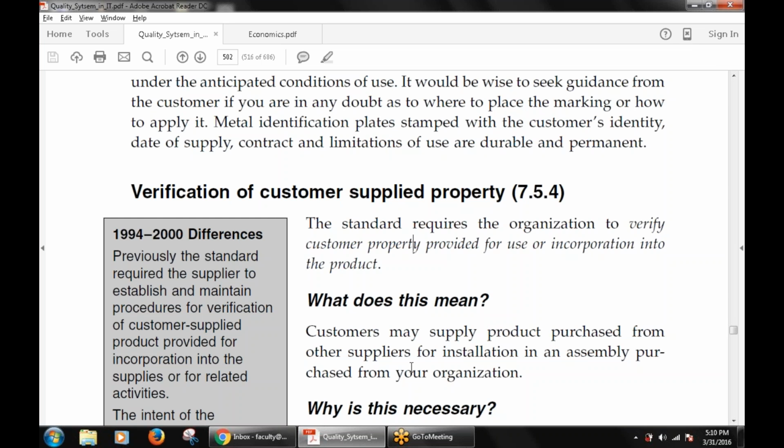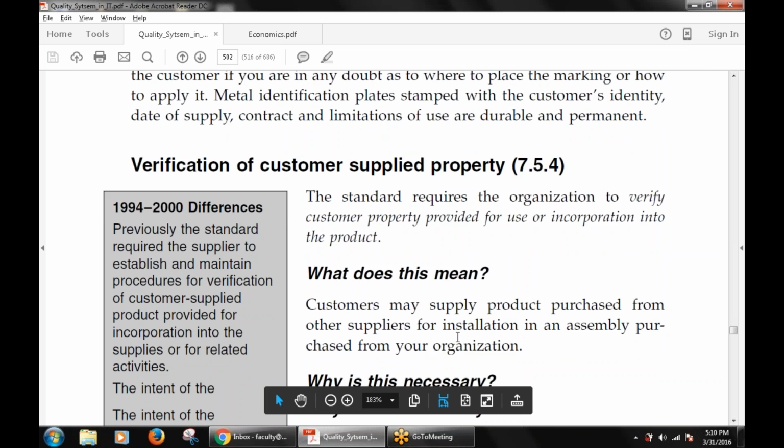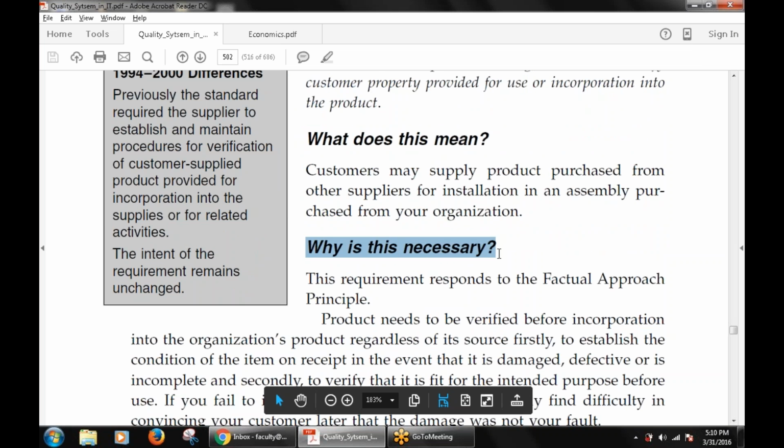Customers may supply products purchased from another supplier for installation in an assembly purchased from your organization. That means the customer may supply various products purchased from another supplier for installation in an assembly purchased from your organization. Now, why is it necessary? What is the requirement of this?